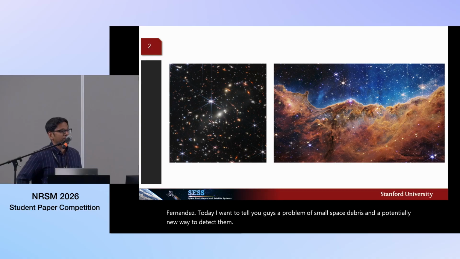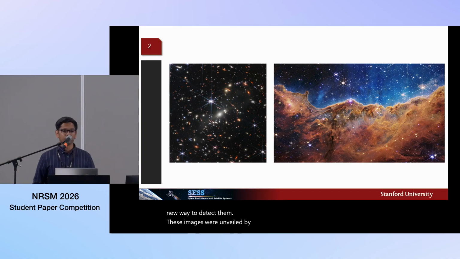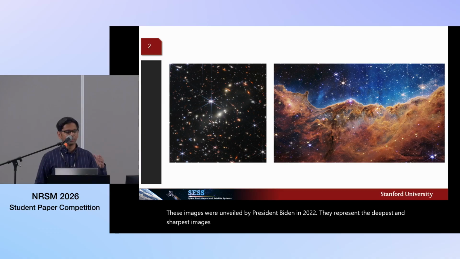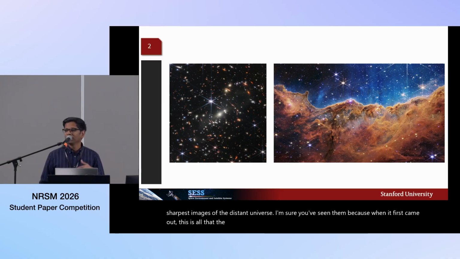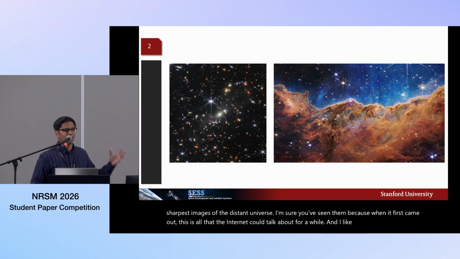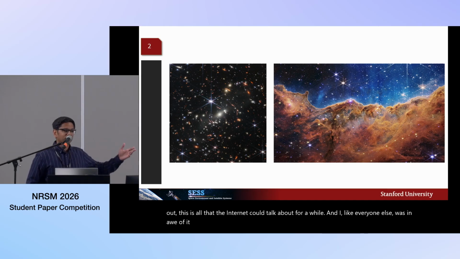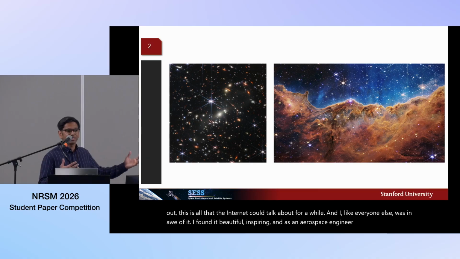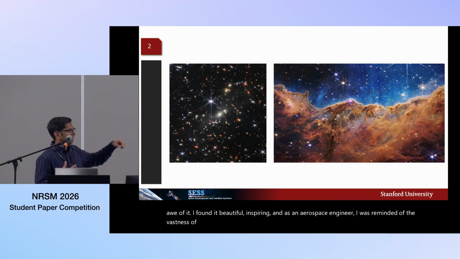These images were unveiled by President Biden in 2022. They represent the deepest and sharpest images of the distant universe. I'm sure you've seen them because when it first came out, this is all that the internet could talk about for a while, and I, like everyone else, was in awe of it. I found it beautiful, inspiring, and as an aerospace engineer, I was reminded of the vastness of space and our future in it.